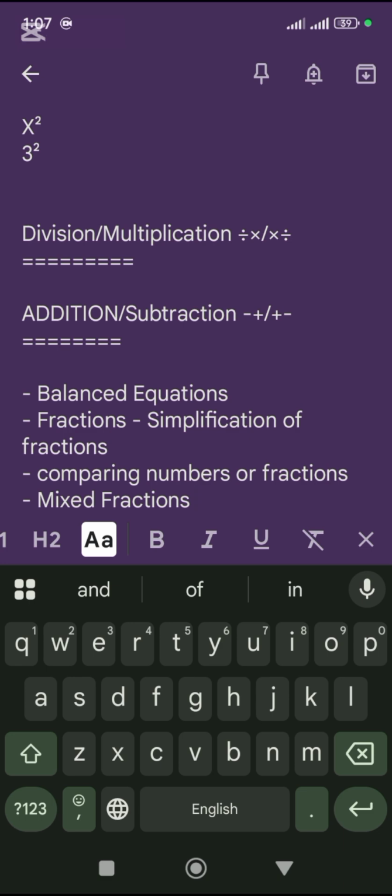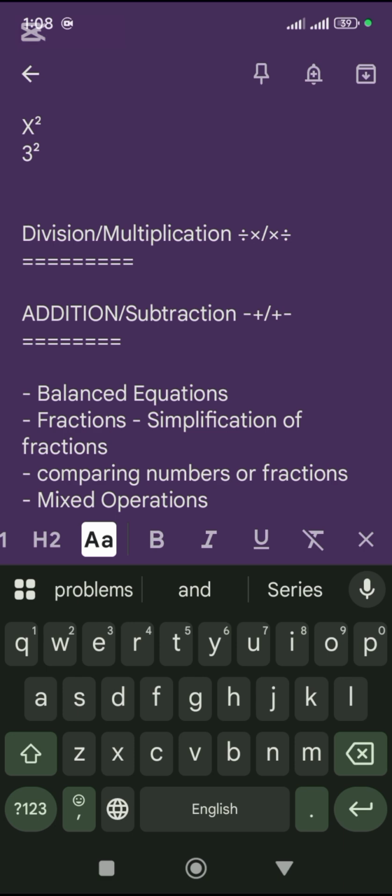But this video is going to be divided into about maybe 5 parts or so. We are going to look at balanced equations. We are going to look at simplification of fractions. We are going to be looking at comparing numbers or fractions. We are going to look at mixed fractions. Mixed operations. All right. Today's video is just about order of operations.